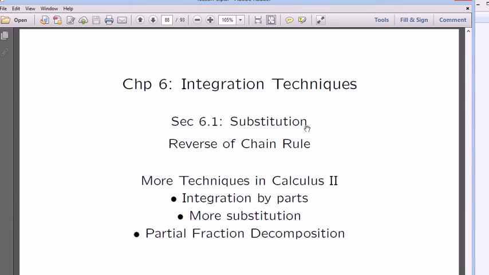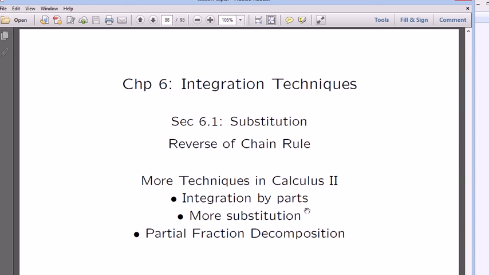Integration, anti-differentiation, is the reverse of differentiation. So the rules are all coming from reversing the derivative rules. What kind of derivative rules are there? Product rule, quotient rule, right? Chain rule. And this substitution rule is actually the reverse of the chain rule. Okay? What is the reverse of the product rule? That is called integration by parts.